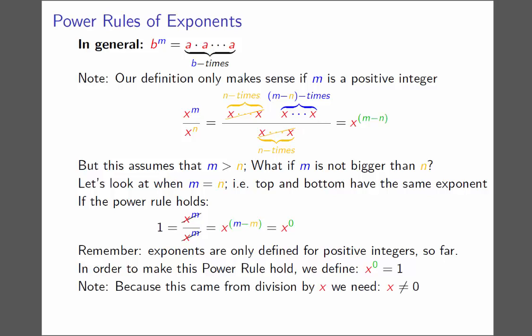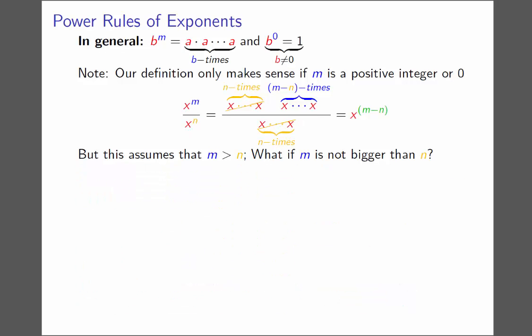And it's worth pointing out that because this came from division by x, we need to make sure that x is not 0. So notice now that we have exponents defined for positive integers and 0. And now that we understand the case where m equals n, and we have the same exponent up top as down bottom, let's see what happens if m is smaller than n.